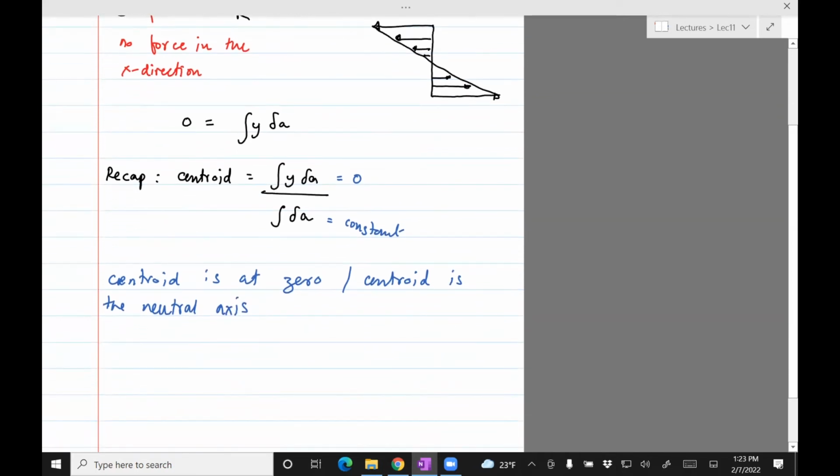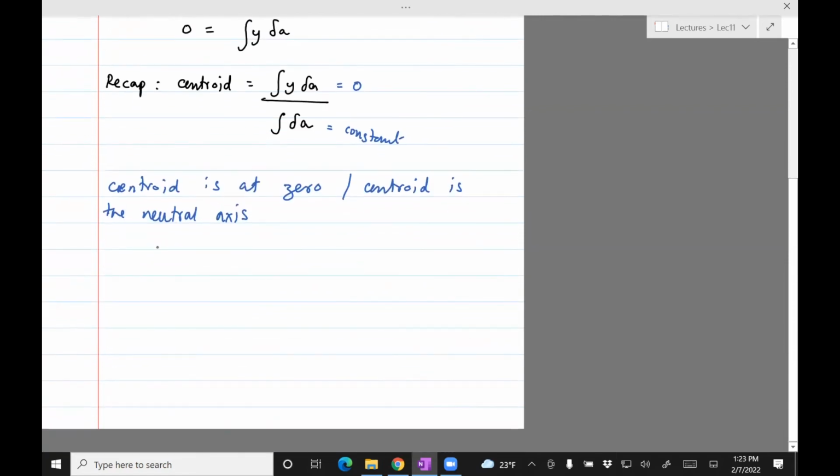Okay, what's the implication of this? Well, if you're given a regular geometry like a rectangle, you know that the centroid is at half of the height of the section. But what if you're given some very complex geometry like a T shape? Then it's less clear where the neutral axis would be. So what you need to do is essentially find the centroid of that cross section. That's where the neutral axis will be located.